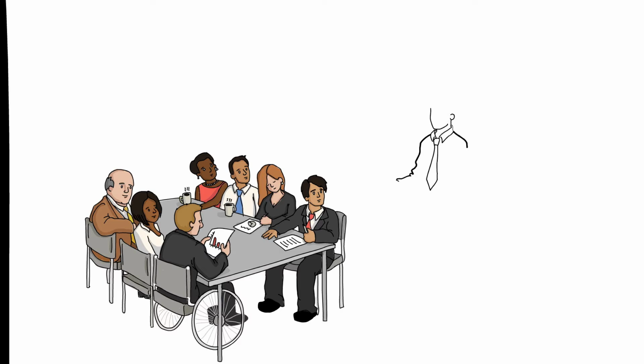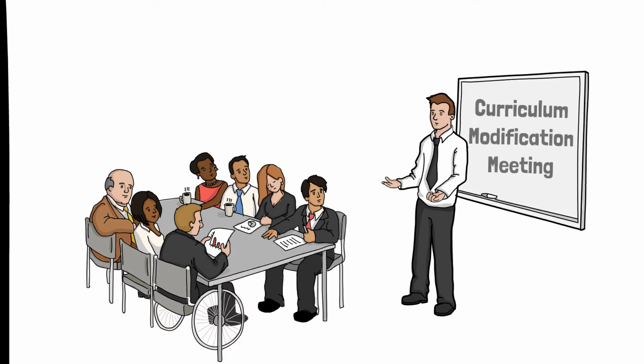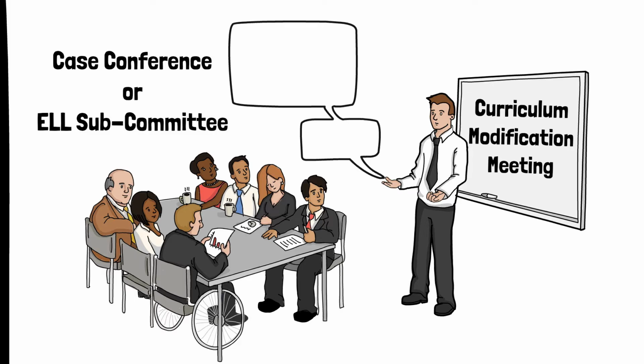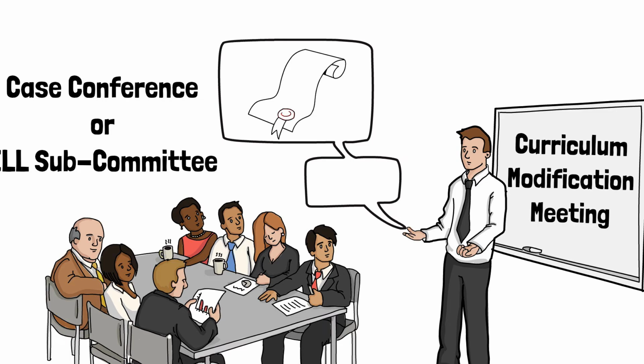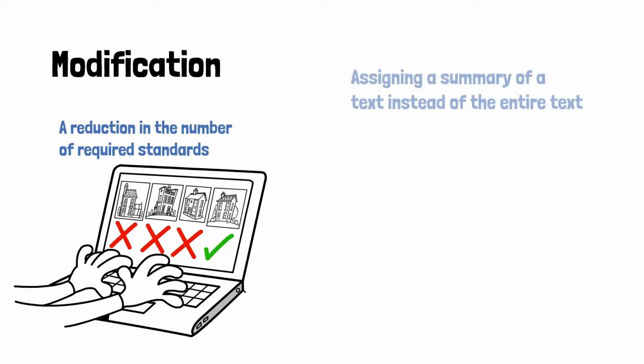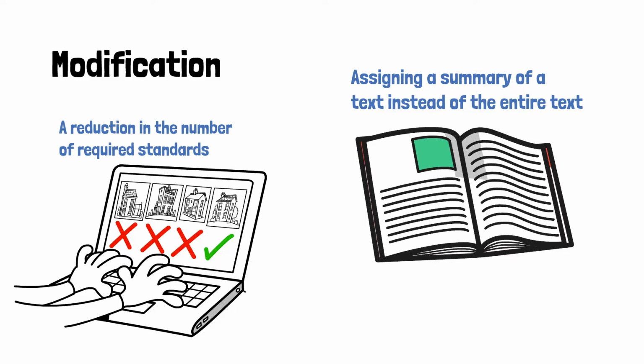In order to provide modifications beyond what is identified in students' IEPs or ILPs, teachers are required to have a case conference or an ELL subcommittee gathering of officials to approve modifying the curriculum. For this, an individual student must have the proper legal documentation, and teachers must provide clear rationale for the modification. Examples of modification are a reduction in the number of required standards presented in the instruction, or assigning a summary of a text instead of the entire text.